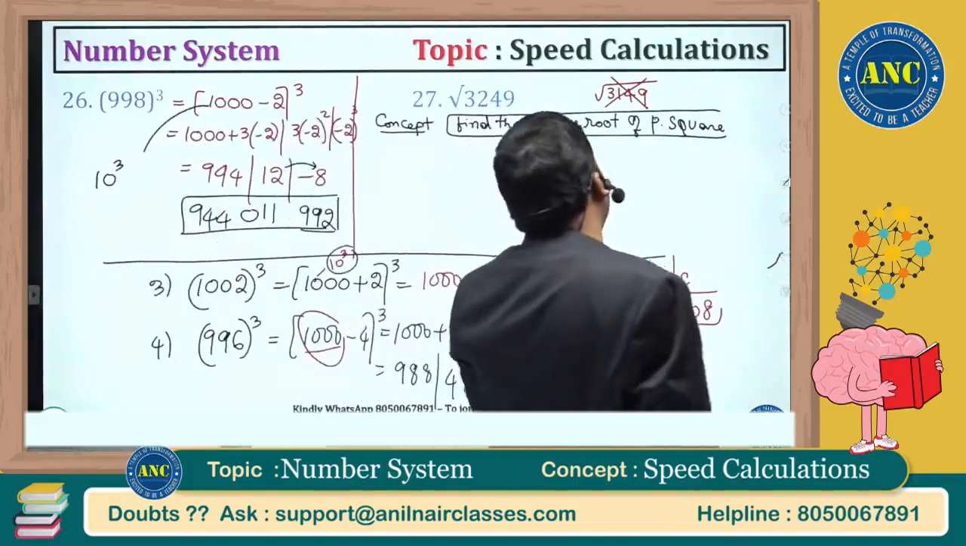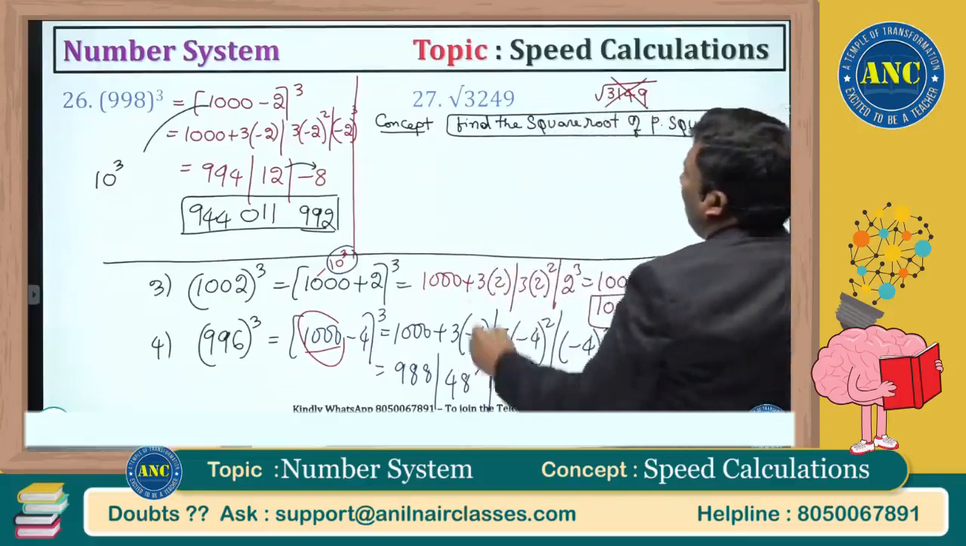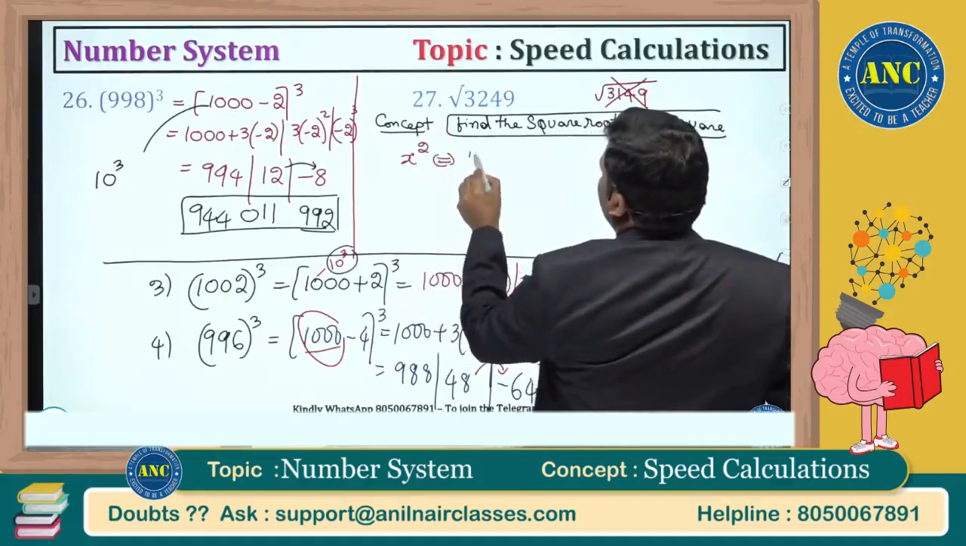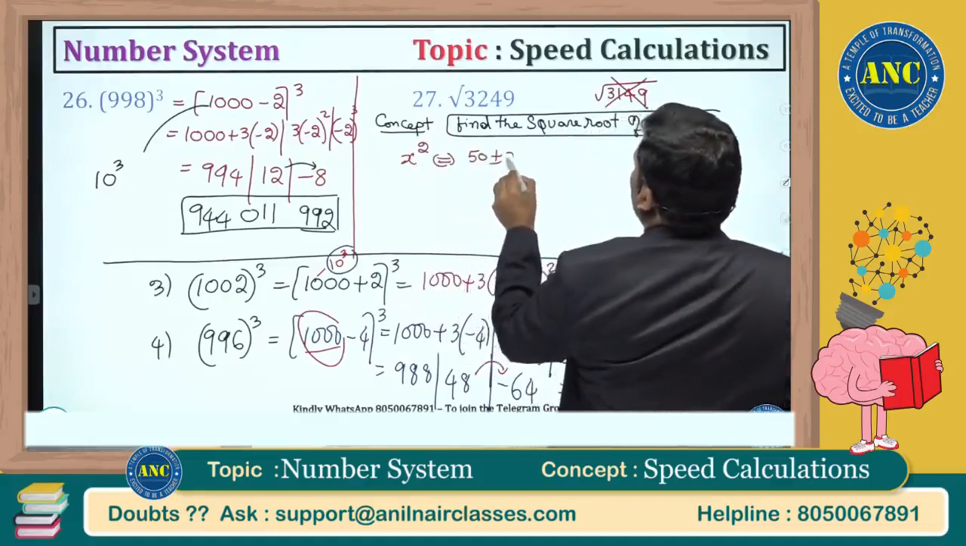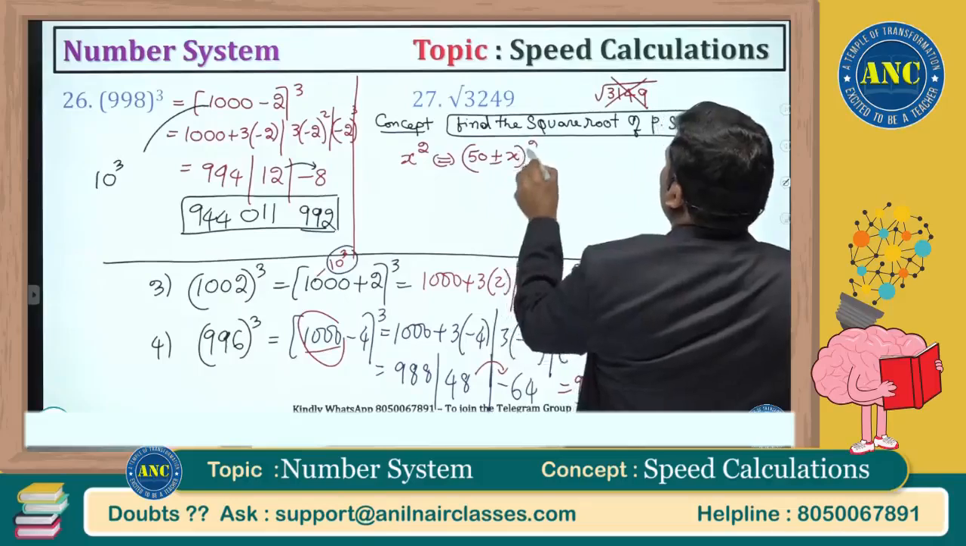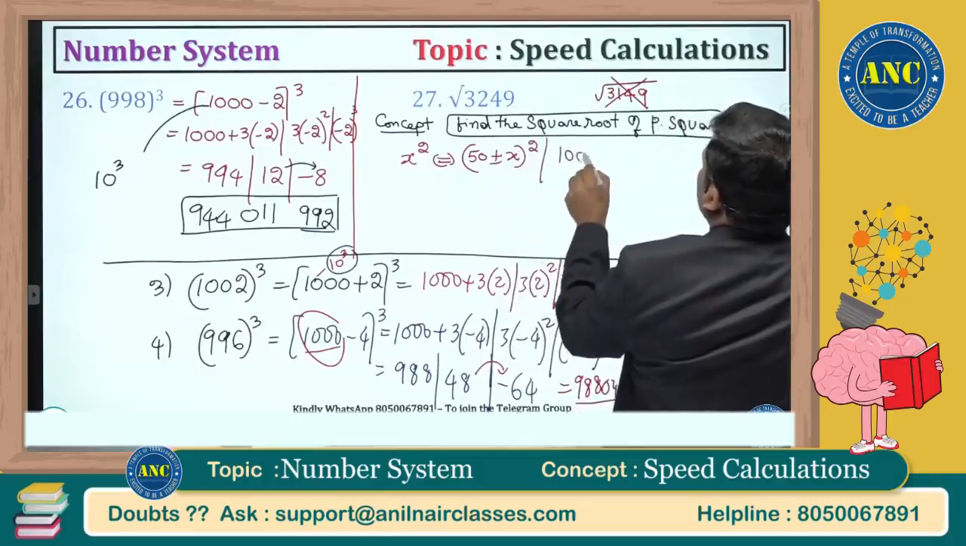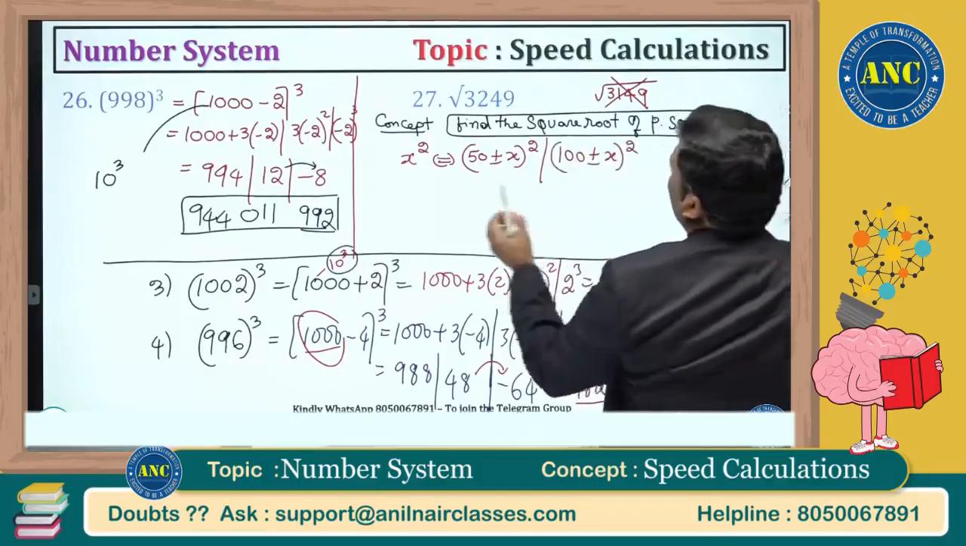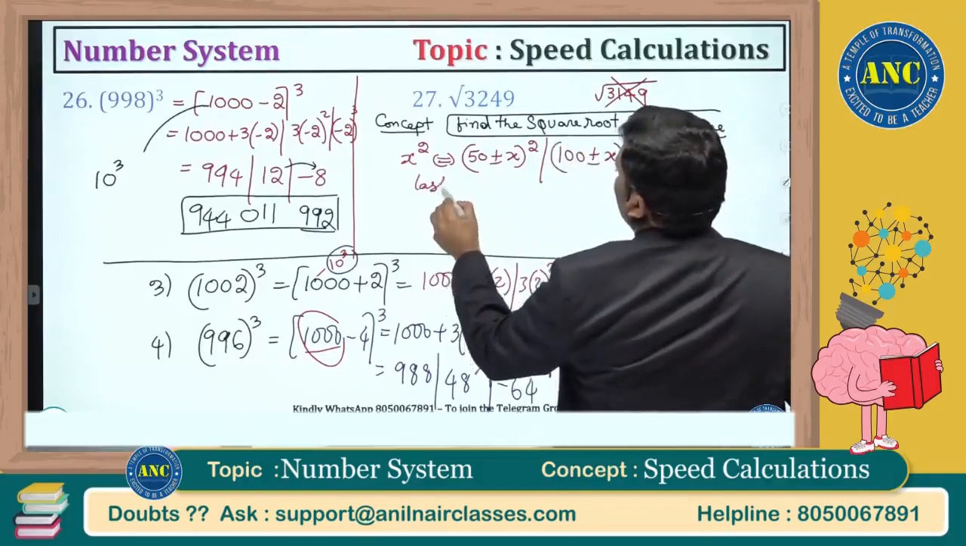How to find the square root of a perfect square? Very, very easy logic. Already we discussed. x squared, (50 plus or minus x) whole squared, (100 plus or minus x) whole squared. The last two digits will be the same.